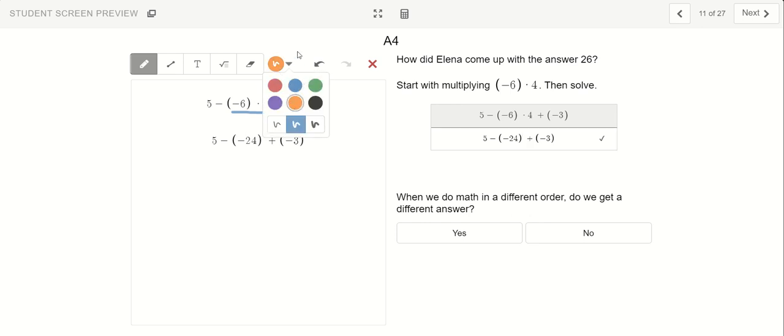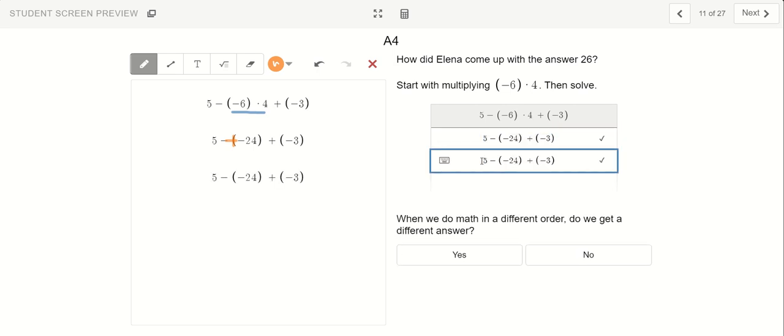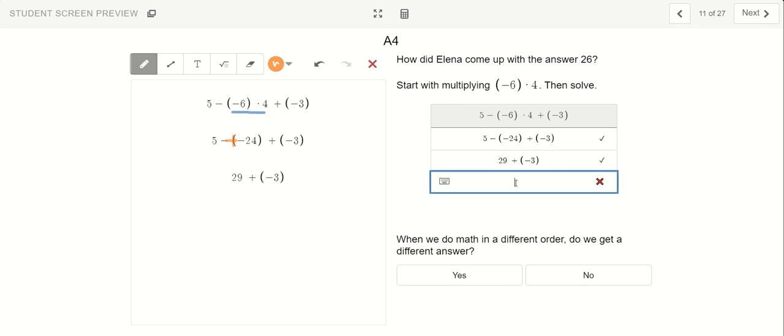Remember that minus minus turns into a plus. 5 minus negative 24. That's the same as 5 plus 24. 5 plus 24. So that part becomes, again, I'm just going to copy and paste the next row. This is going to be 29. And 29 cancels out with negative 3. That's going to be 26. So that's how Elena came up with the right answer.